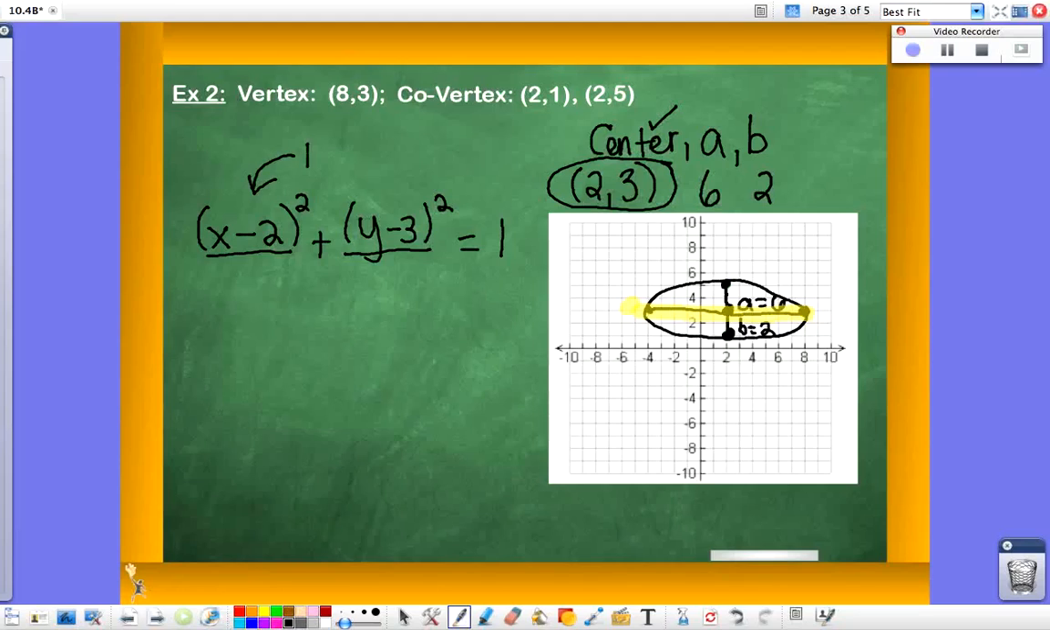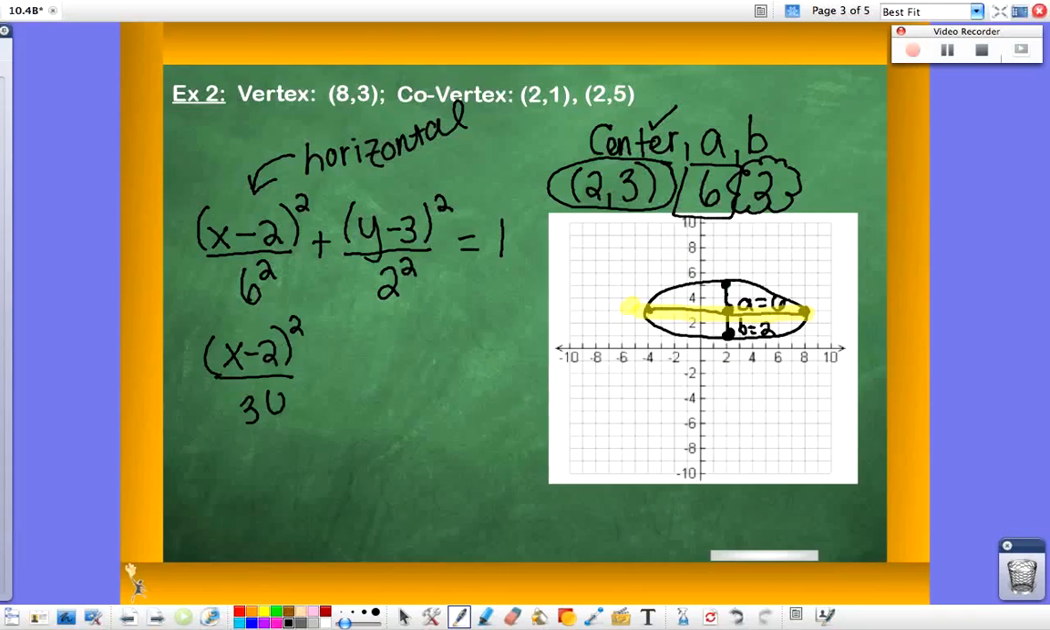Because this is horizontal, I'm going to put my A value under my x. My A value is 6, and remember I'm going to square that. That leaves my B value of 2 to go under my y. Square our denominators, and we get our final answer of x minus 2 squared all over 36 plus y minus 3 squared all over 4 equal to 1.